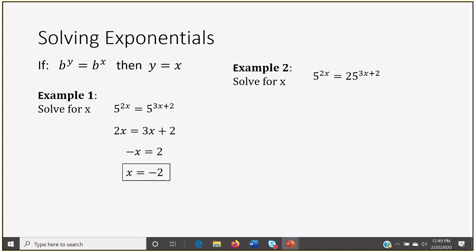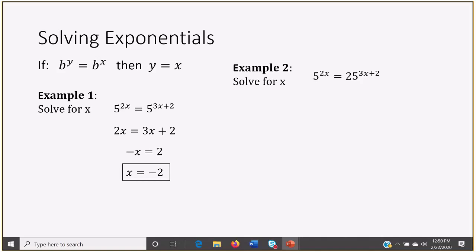Now, sometimes it looks like we can't really solve it with this trick, which is true for now. I don't have the bases equal to each other. One of my bases is 25. The other one is 5. So I can't just set the powers equal to each other. But those look like they're related. When I see the number 25, I think, okay, there's a lot of things I can do with 25 when I start thinking about 5.